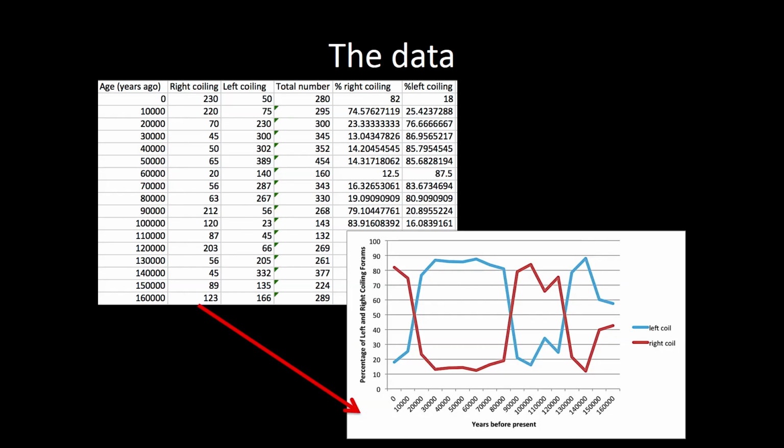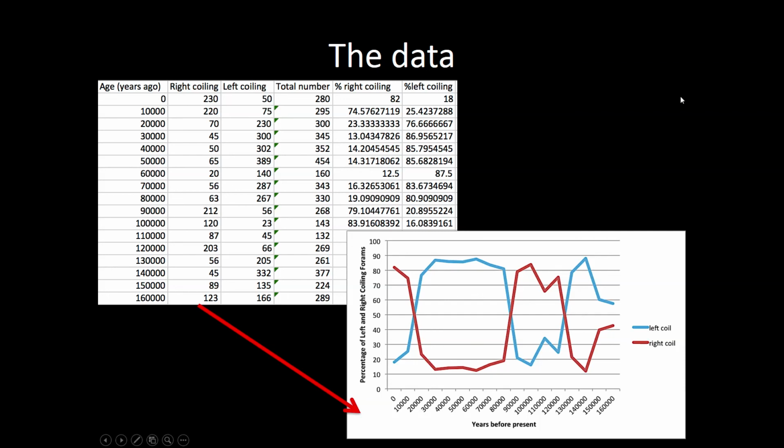All right? So here's our data. I'm not going to ask you to calculate it. I've already done it for you. We have the collection of how many years ago, the percentage of right and left coiling, all right, total numbers, etc. And we see here that we have the left coil. The left coil is this line right here. All right. And then the right coil here, this line right here.